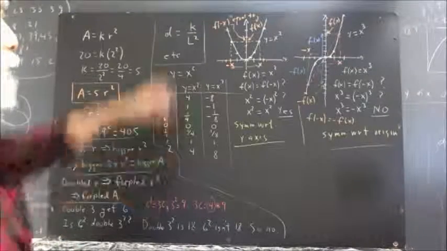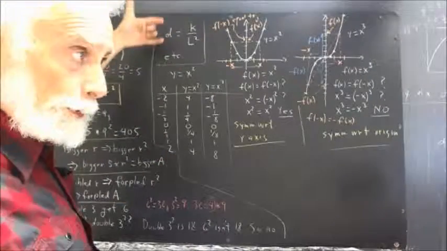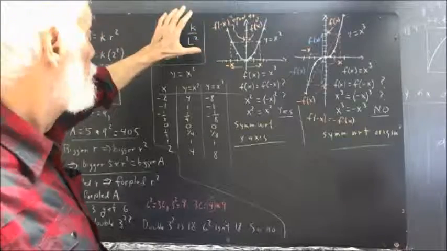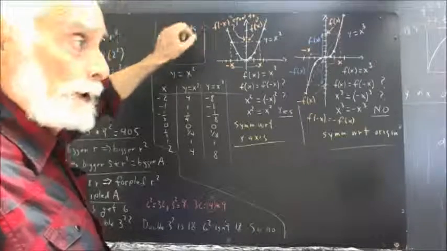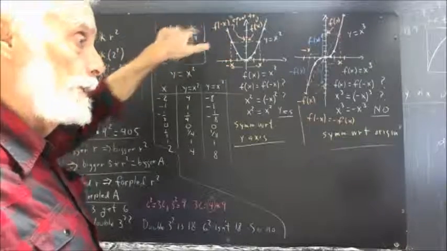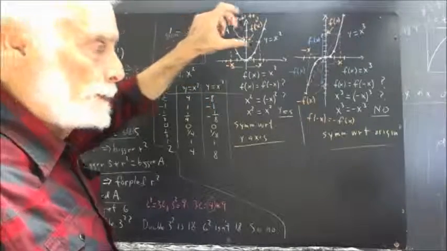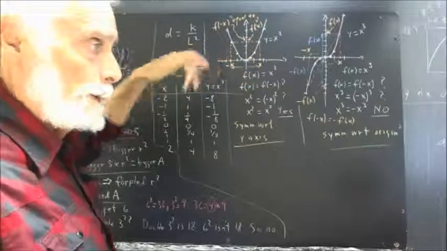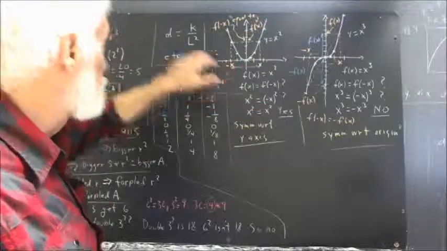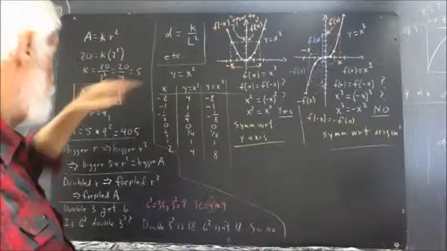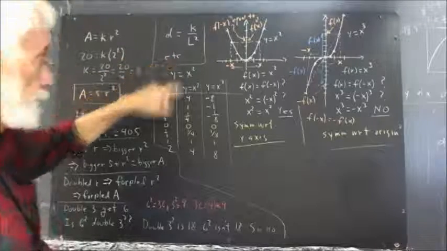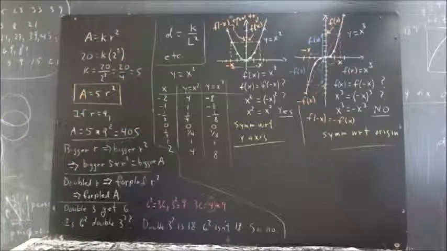Another question, D is inversely proportional to L squared. Same line of reasoning. P inversely proportional to Q means P equals K over Q. If D is inversely proportional to the square of L, then D is equal to K over L squared. And that's what we get for that question. I have an etc. down here. You can plug in the numbers.